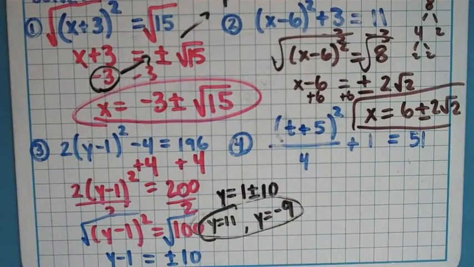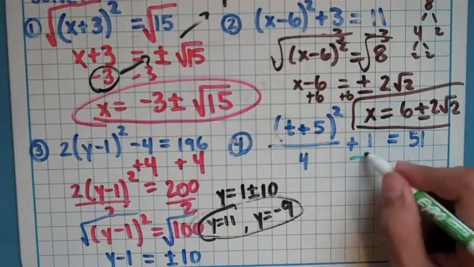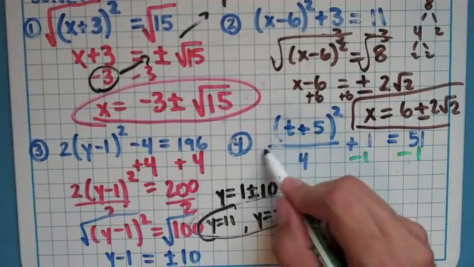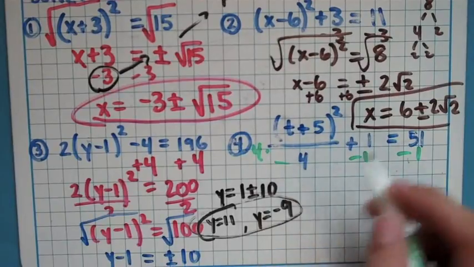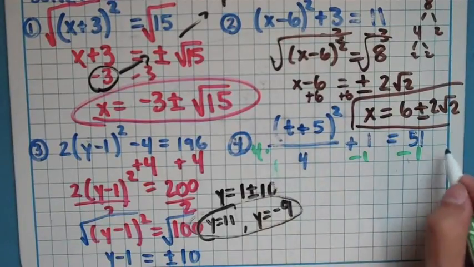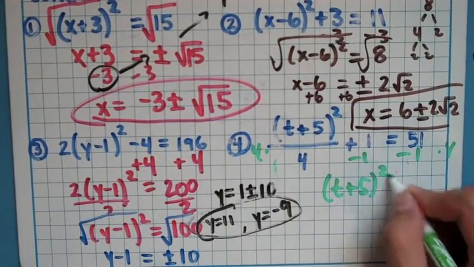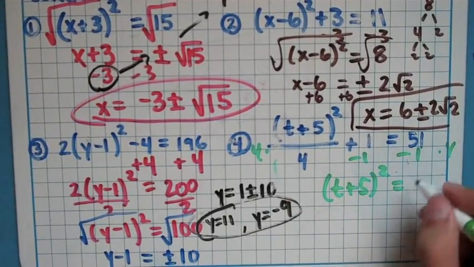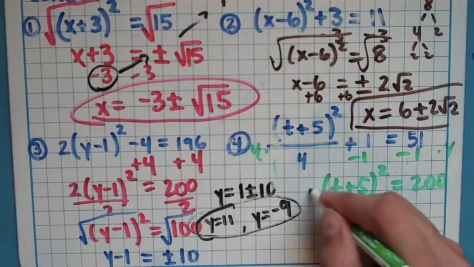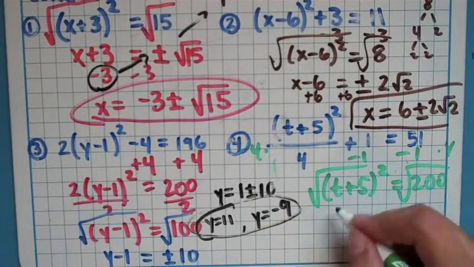And our final problem in the video here, same idea as always. You subtract the 1. You're going to get a 50 there. Then you're going to multiply by 4 to cancel out that divided by 4 on both sides. So you have 50 times 4. You're going to end up with the parentheses squared equals 50 times 4, which is 200. You're going to take the square root of both sides.